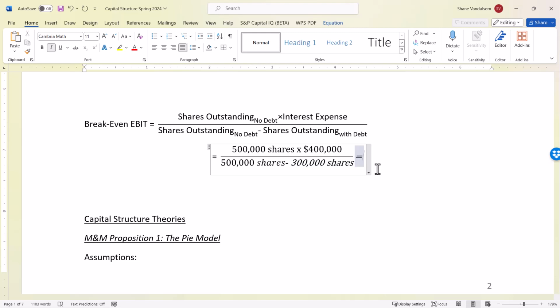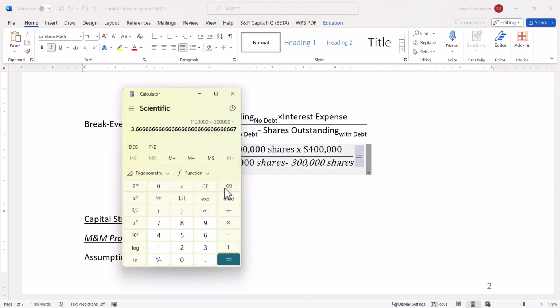And so that's going to give us, and I'm just going to pull up the calculator here, a numerator of 500,000 multiplied by 400,000. So a great big number there, $200 billion worth, divided by, and in parentheses I'm going to put 500,000 minus 300,000. Close the parentheses there. So I get a value, a break-even EBIT of $1 million.